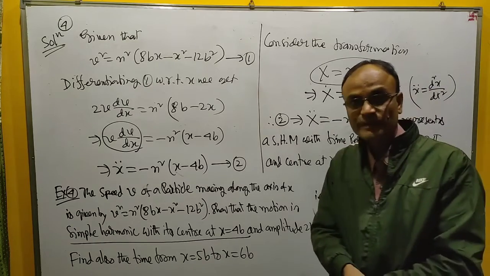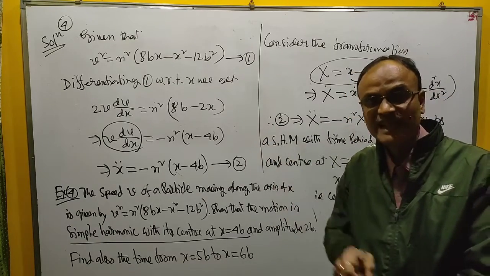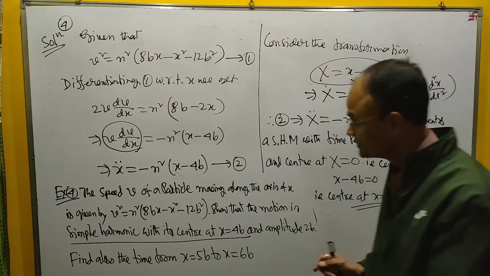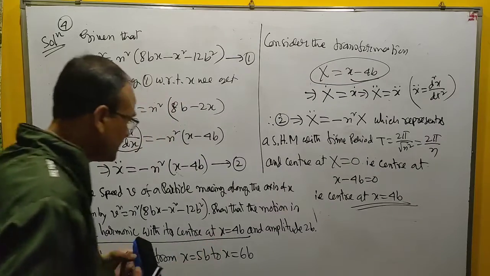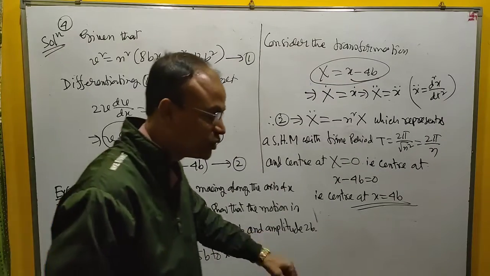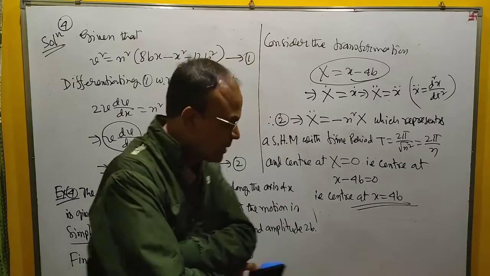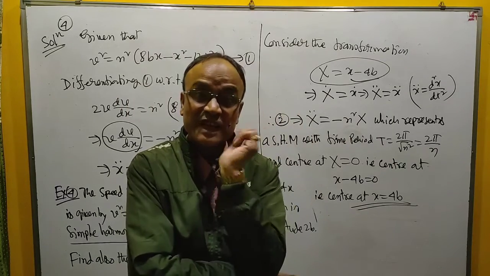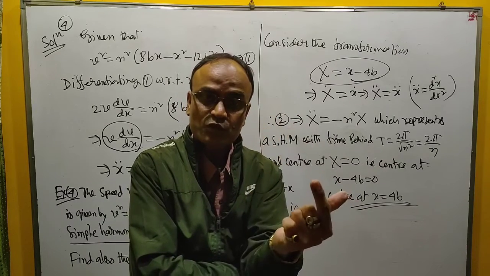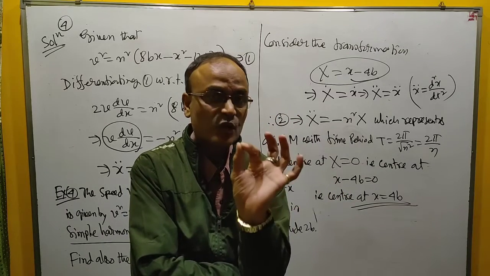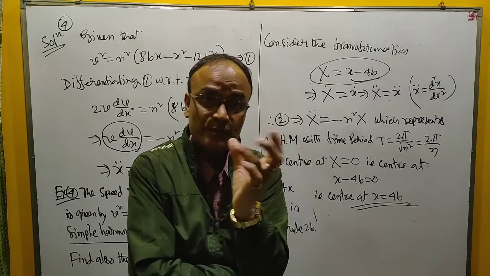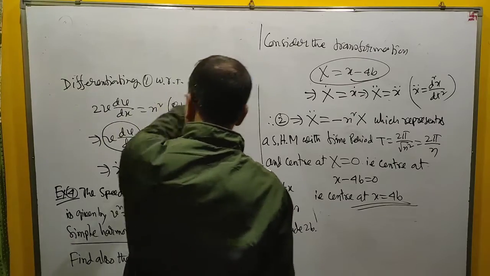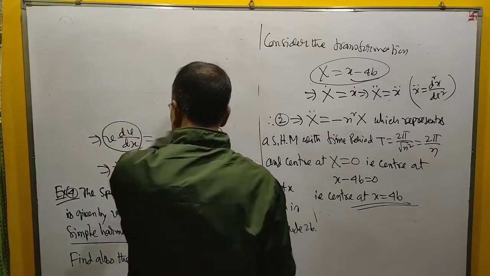Center at x is equal to 4b. Also, the time period is twice pi by L. What is the amplitude? It is nothing but a distance. The distance between the center of force and the position of rest is called the amplitude of motion.